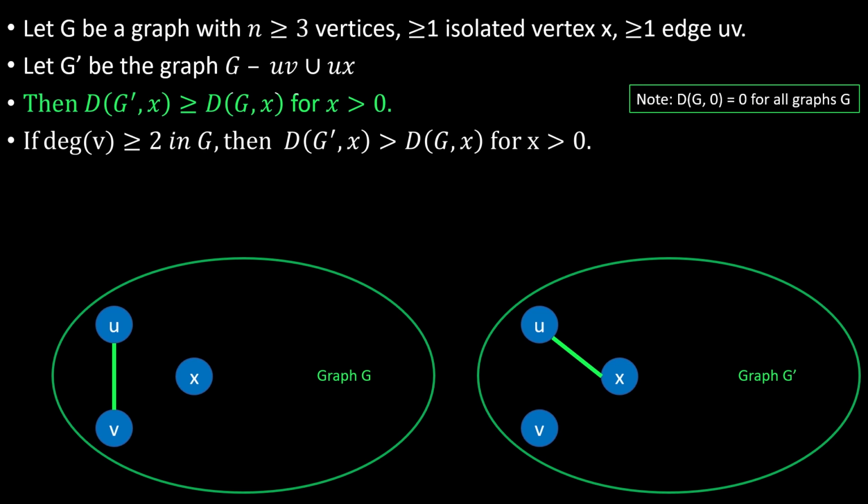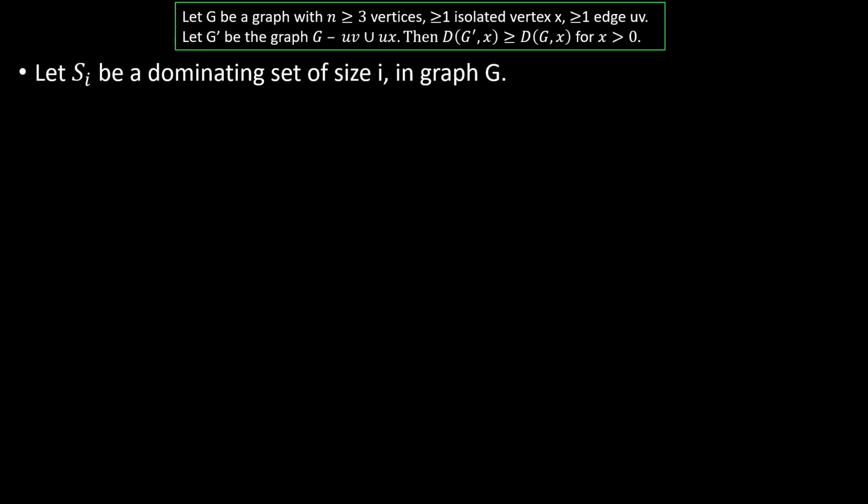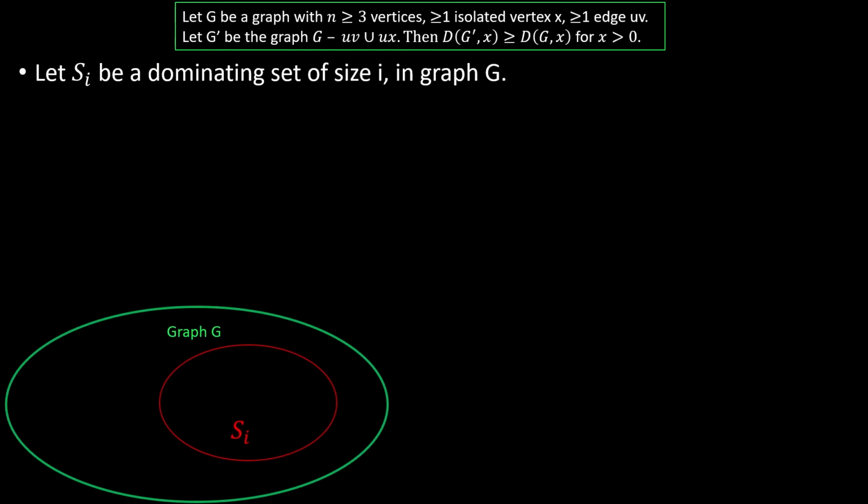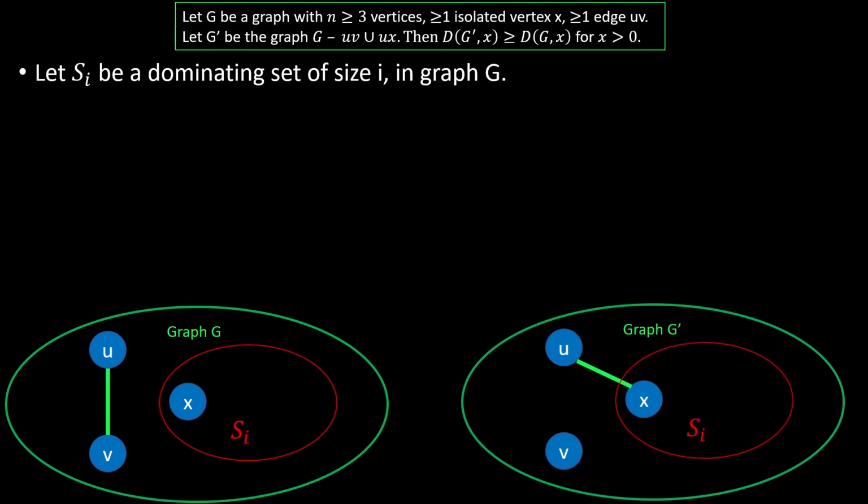First, let's prove the first statement, which is that D(G', x) is greater than or equal to D(G, x) for positive x. Let S_i be a dominating set in G of size i. Clearly, since G contains an isolated vertex x, that vertex x must be included in every dominating set in G. Next, selecting an edge uv and isolated vertex x, applying our operation to G in order to get G prime, and observing what happens to the dominating set S_i, one of 4 things happens depending on the dominating set S_i.